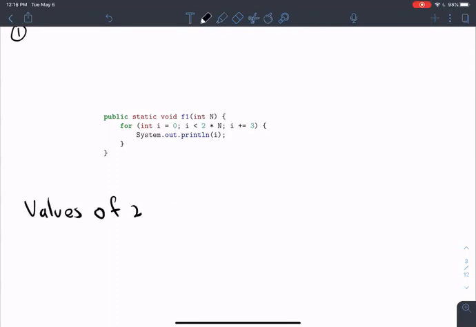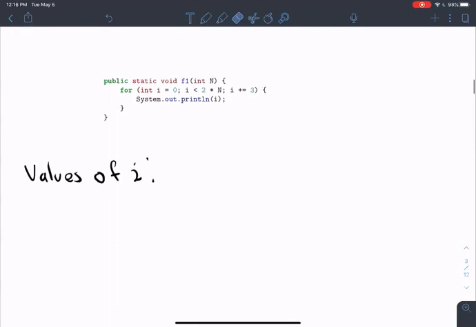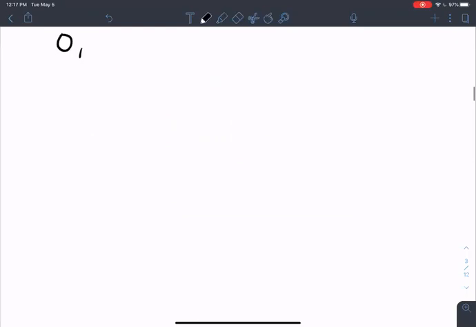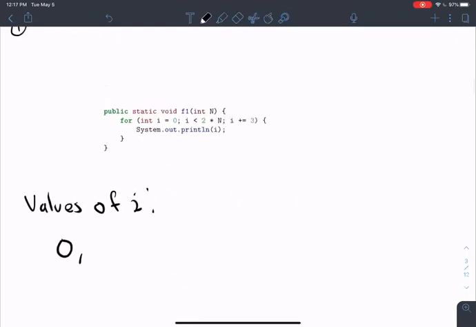Values of I. So first I will be 0. And then I'm going to put a comma because we're not summing anything. We're just listing the values of I. So the first value I takes on is 0. The next value it takes on, we need to look at this part here. And it says you just add 3 every time. Okay, so then it's 3, and then 6, 12, and so on.